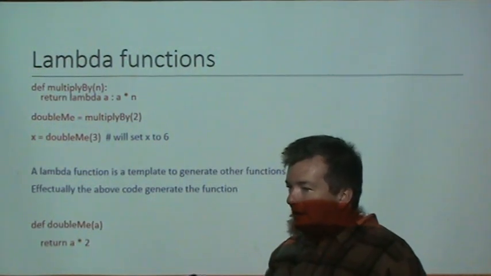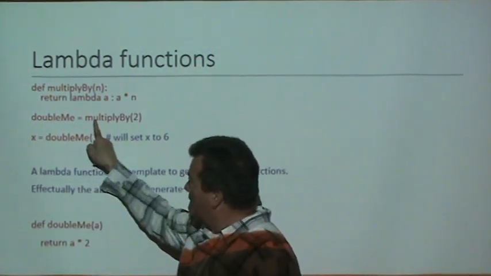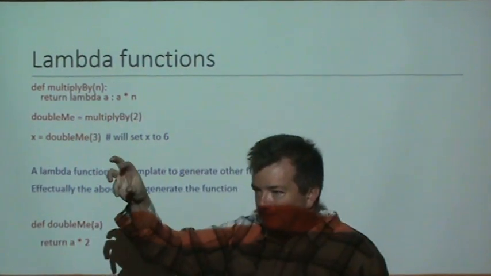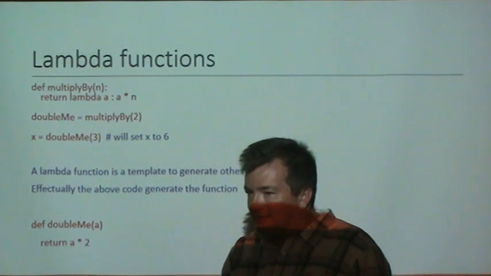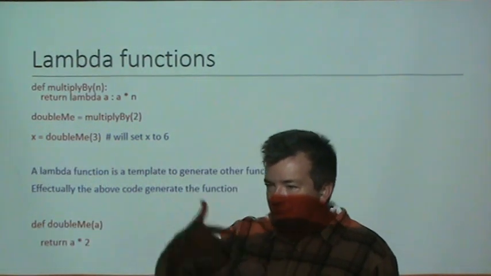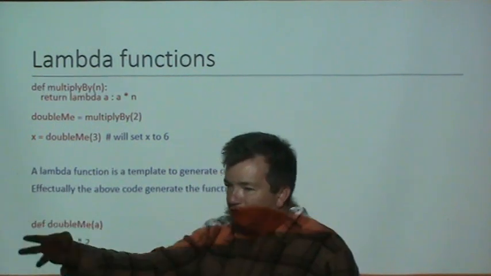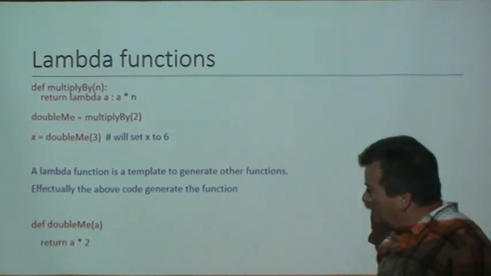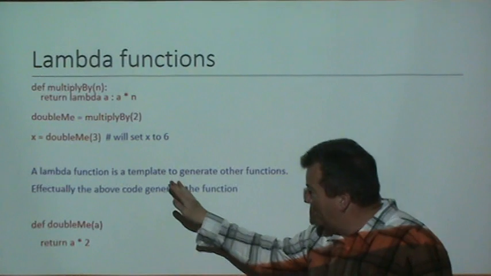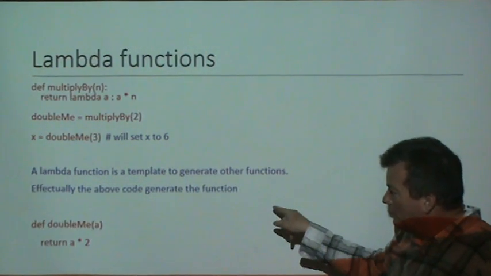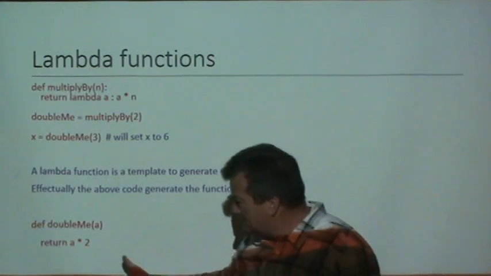To then call as, double me, use the multiply by lambda function to generate a function called double me. Double me is now a function that takes in an input parameter and doubles it and returns it. So I can now say x equals double me 3 and it will return a 6. So a lambda function is a template to generate other functions. Effectively, the above code generated this.